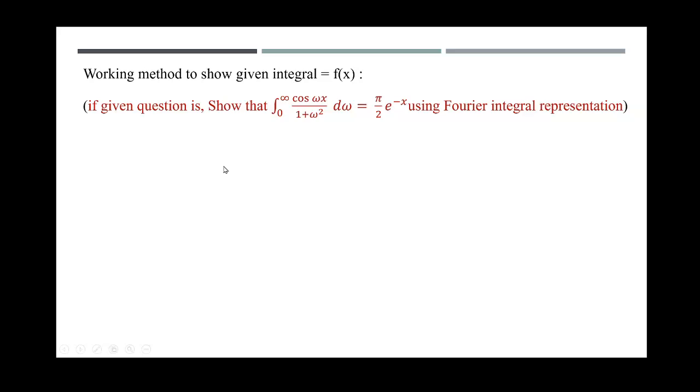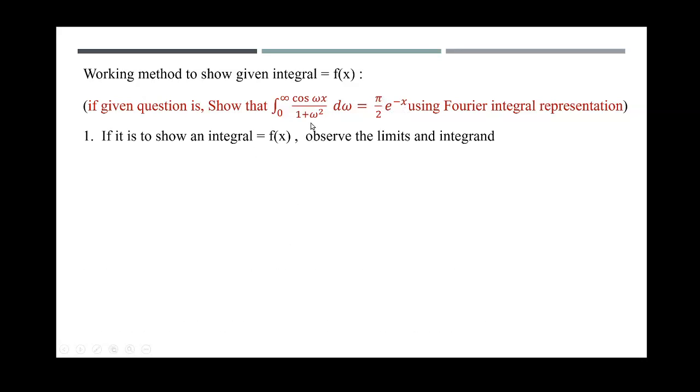But in some questions, they may ask to evaluate the integral directly. So the question may be like this. Show that integral 0 to infinity cos omega x by 1 plus omega square d omega equal to pi by 2 e power minus x using Fourier integral. Here f of x is not provided. Here they are asking to show the value of this integral is pi by 2 e power minus x.